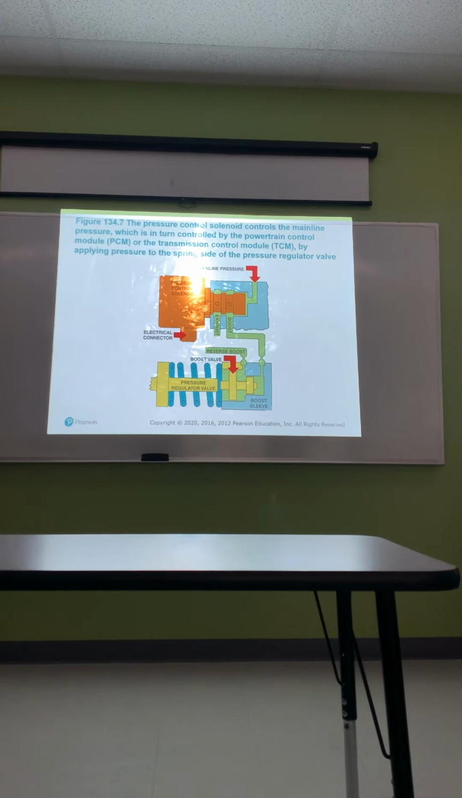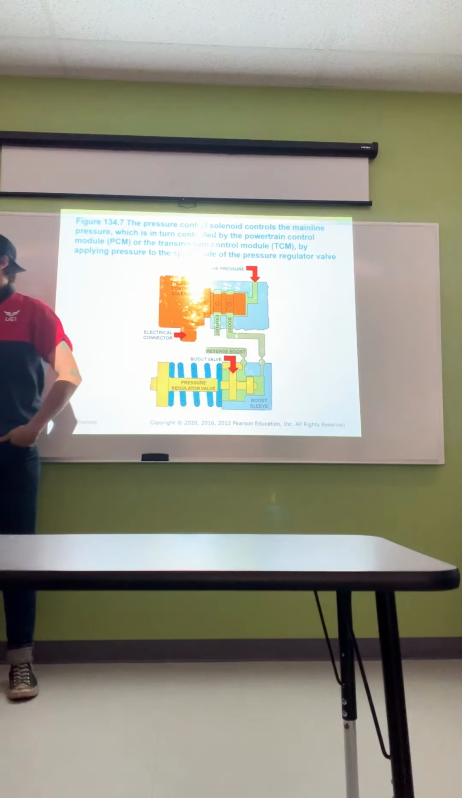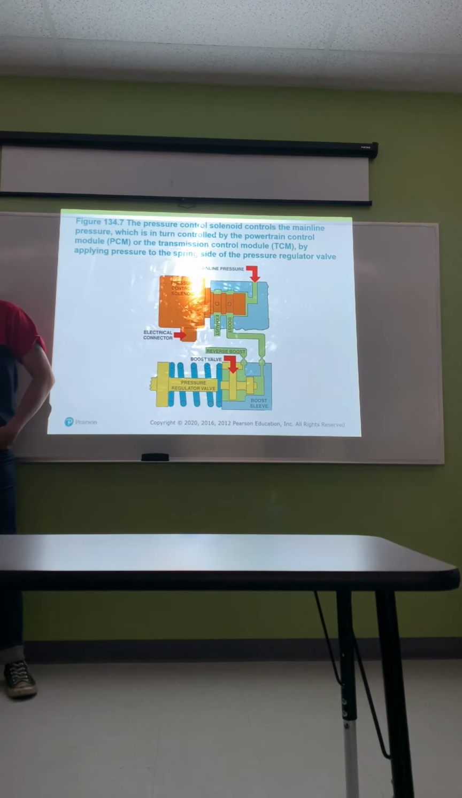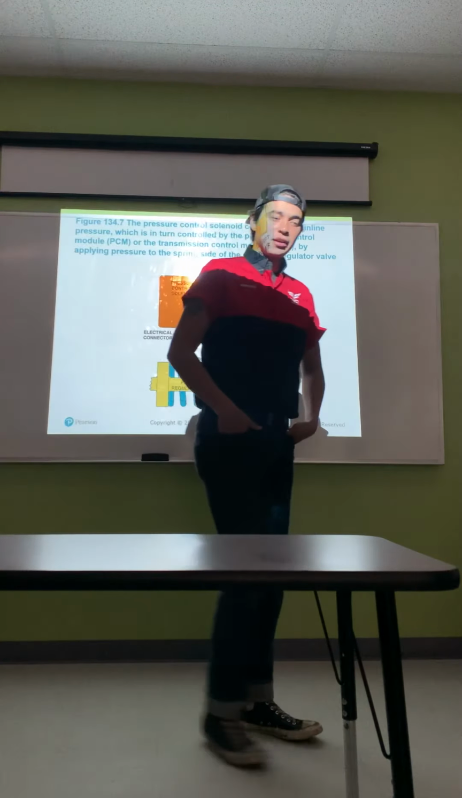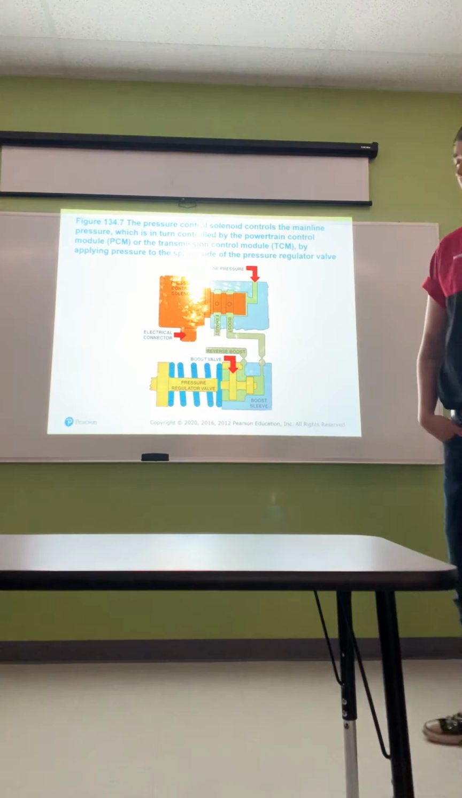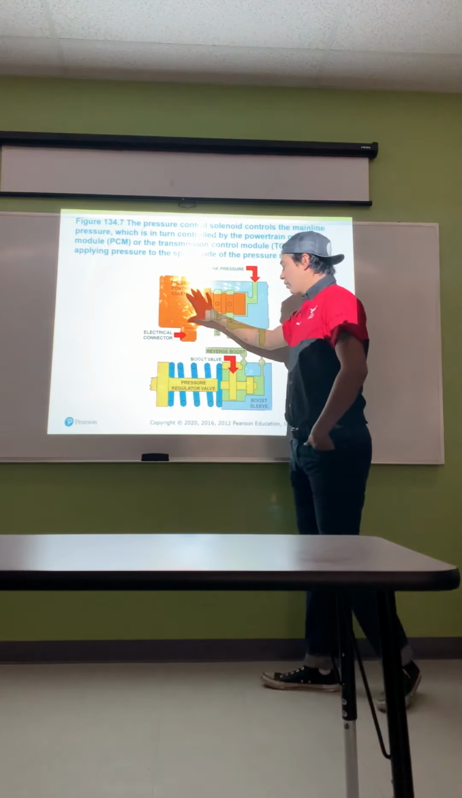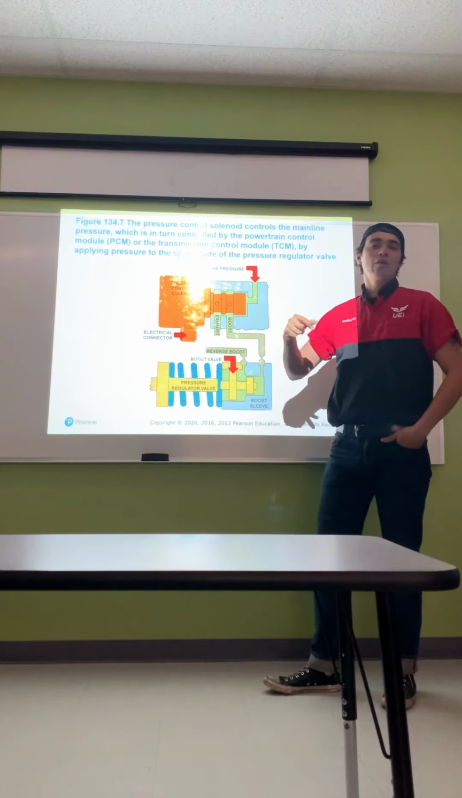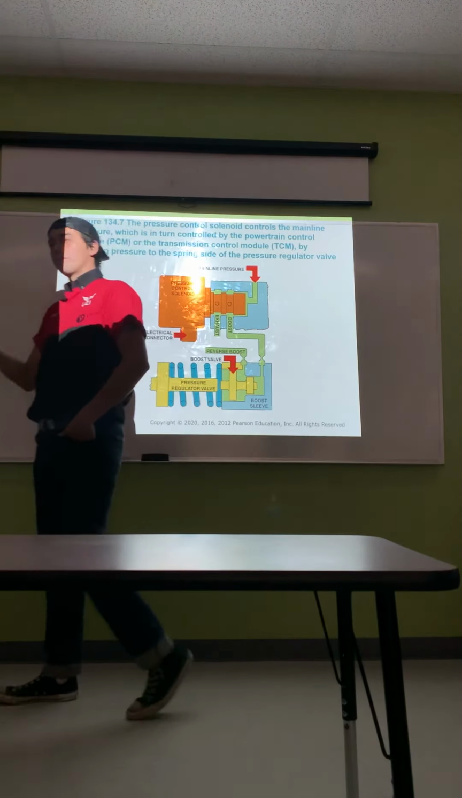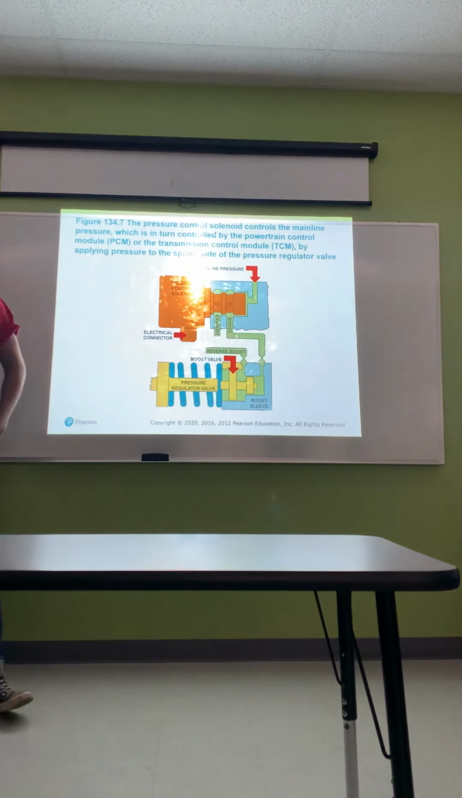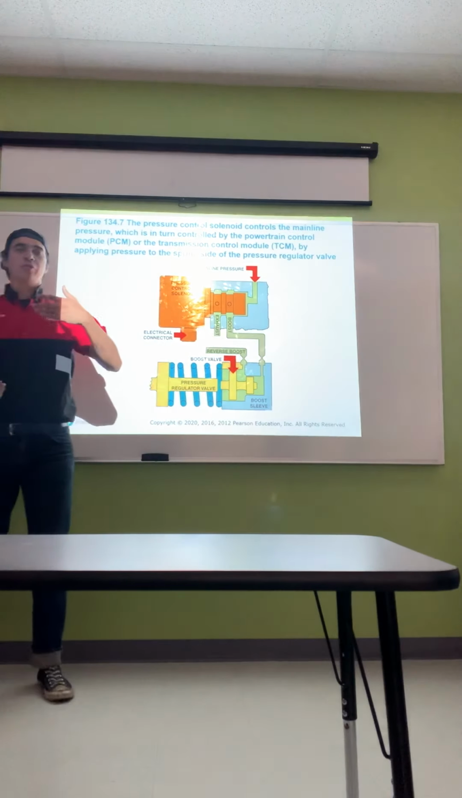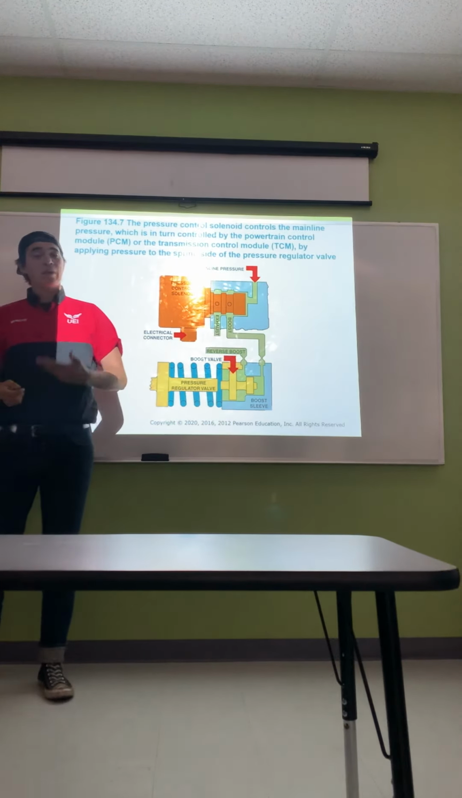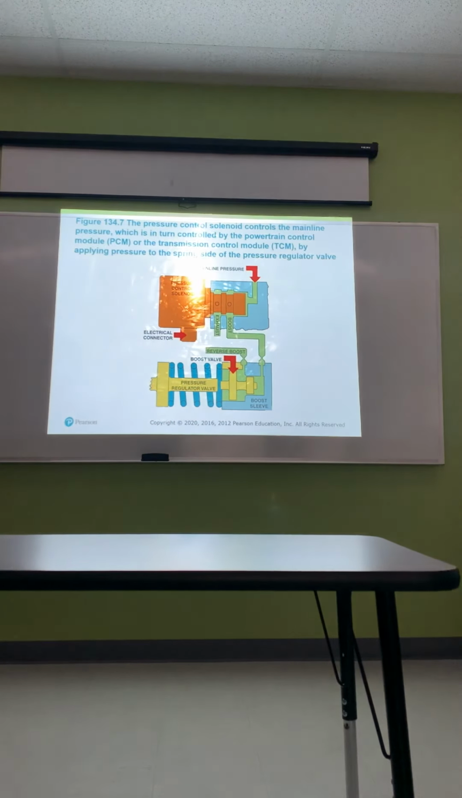The pressure control solenoid controls the mainline pressure, which is in turn controlled by the powertrain control module, or the transmission control module, or TCM, by applying pressure to the spring on the side of the pressure regulator valve. So now we're using electronic solenoids to control pressure as well. This is going to be more common now than the original style of hydraulic pressure overcoming spring tension. We can open and close this very fast, and that's where we can raise and lower the amount of pressure being generated. So it's more or less an open and close.